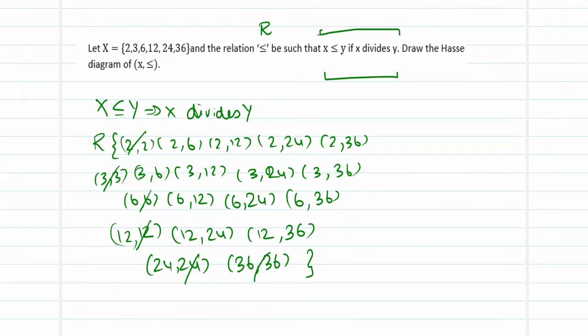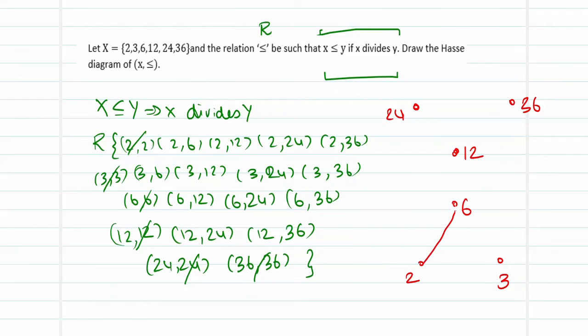When I am going to draw the diagram, let me place the relatively low prime elements on the same level. 2 and 3, let me keep it here. 6 is going to be common to 2 and 3, so let me place it here. And next comes 12 and 24. 24 is going to be divisible by 12, so I can place 12 over here. 24 and 36 have no relationship among them, so let me place 24 over here and 36 over here.